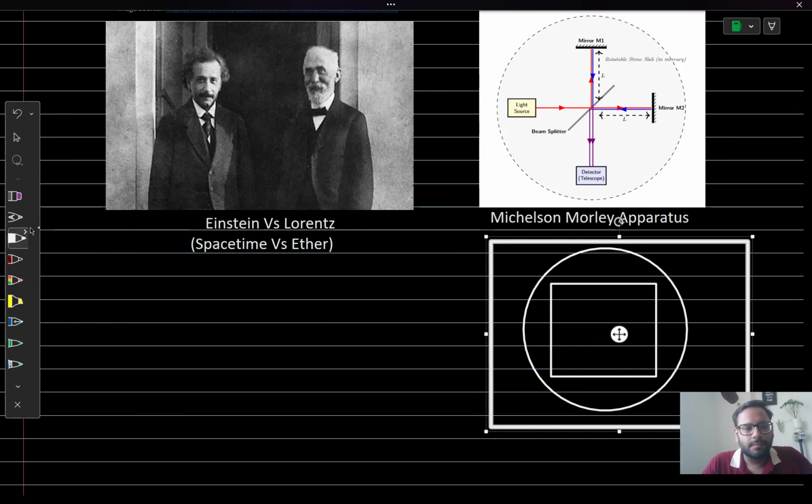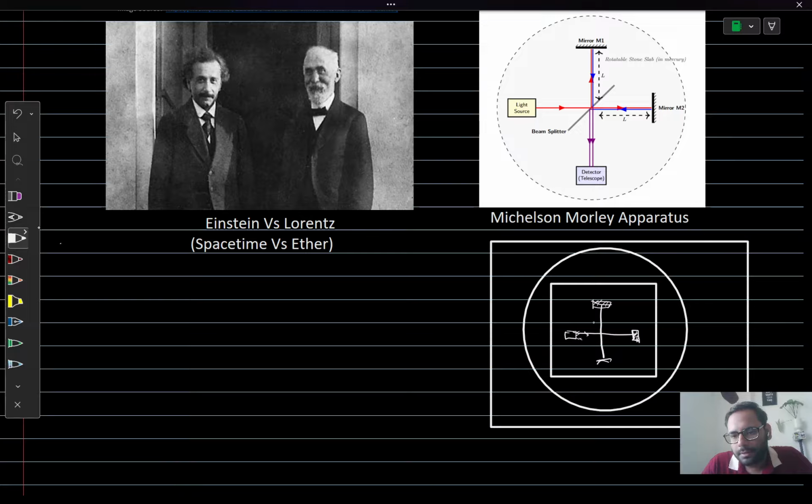So this is my apparatus, and cross again. This is my mirror. This is my mirror. This is some light source. Light will go from here and split by a beam splitter, come back, reflect back from mirror 1 and mirror 2 both, and we will detect it here.